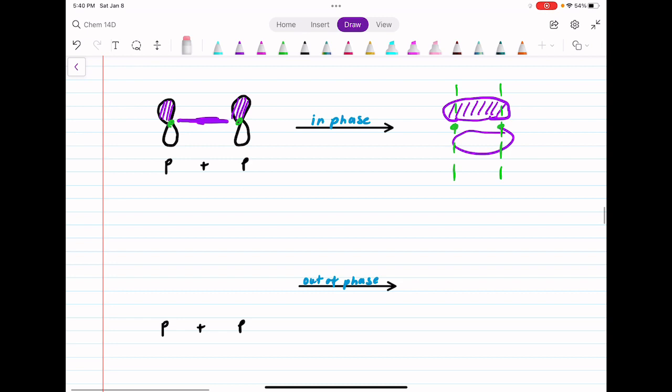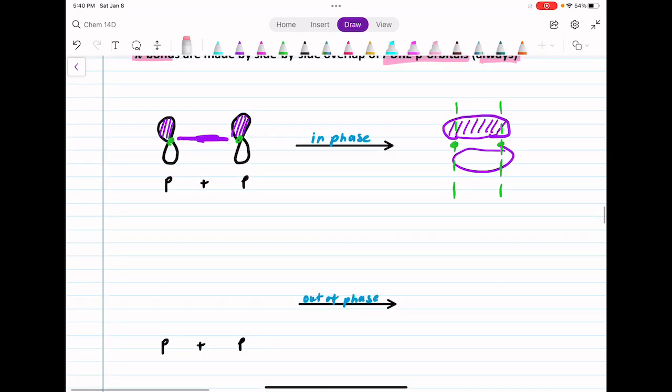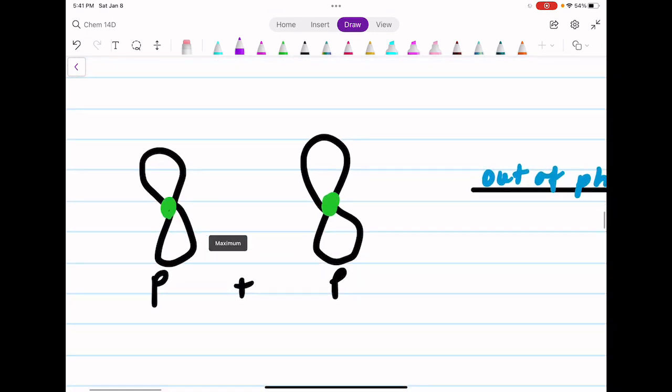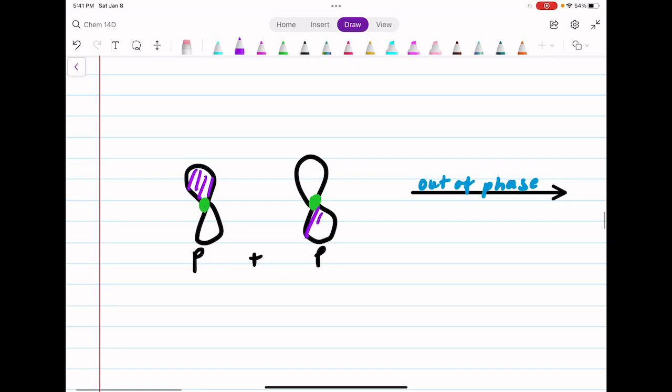Now we showed what the in-phase combination looks like. Now we can show the out-of-phase combination. So I'm going to draw two more p orbitals. Draw my nuclei in here. Now indicate them purple, as out-of-phase by changing the shading.